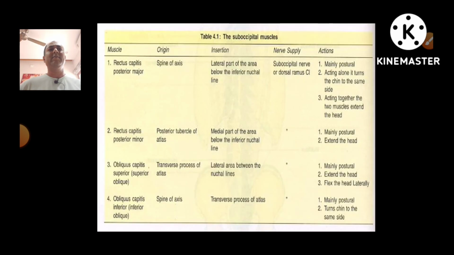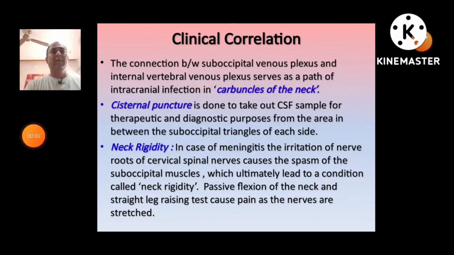We'll show you all the suboccipital muscles with their origin, insertion, nerve supply and action. Now the clinical correlations of suboccipital triangle. The connection between suboccipital venous plexus and internal vertebral venous plexus serves as a path of intracranial infections in carbuncle of the neck. Means any infection of skin and subcutaneous tissue at the back of the neck can travel up to the brain because of the connection between these two plexuses.